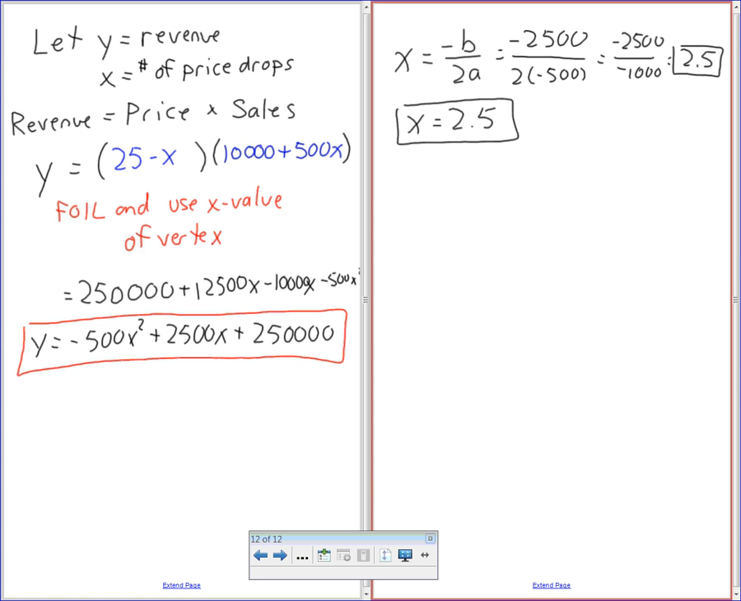If you look back to our let statement, what does that actually mean? The number of price drops. So that is not our price. We want the price. Can someone be brave and try to tell me how I would get the price? Luke, keep going. You sub 2.5 into the equation. No, that'll give us the revenue. Price is just the left-hand part of the equation, because the entire thing is revenue. So my equation for price is 25 minus x, which is 25 minus 2.5, which is 22.5. Therefore, the price should be 22.5.